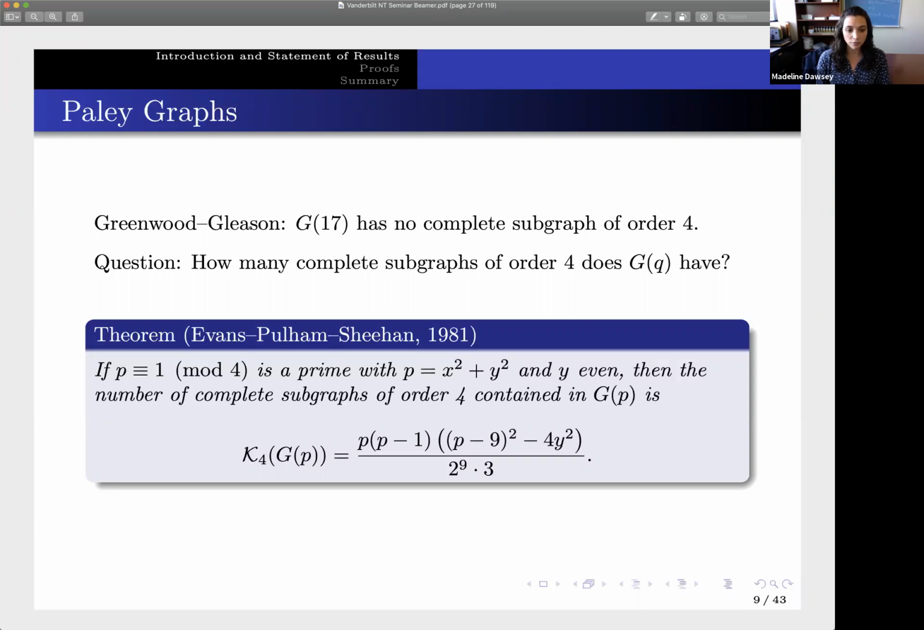But if p is 1 mod 4, and p is x squared plus y squared with y even, which you can write uniquely since p is 1 mod 4, then the number of complete subgraphs of order 4 contained in G of p, so we use this K4 to mean the number of complete subgraphs of order 4 in the graph, they found this formula for it.